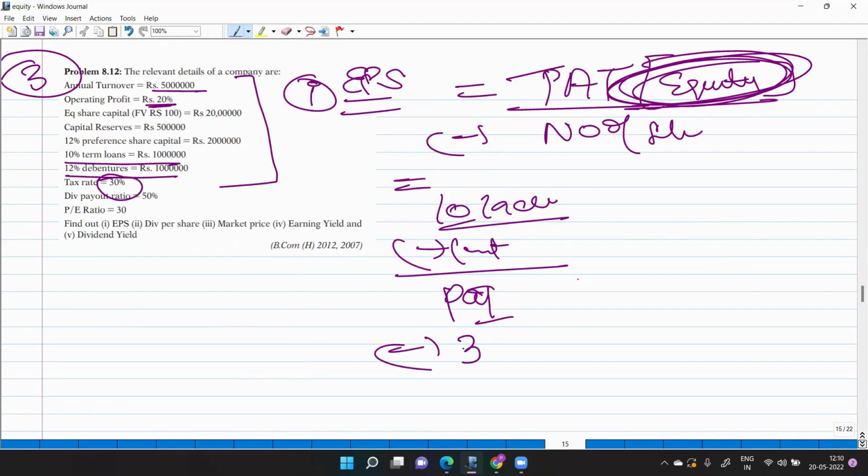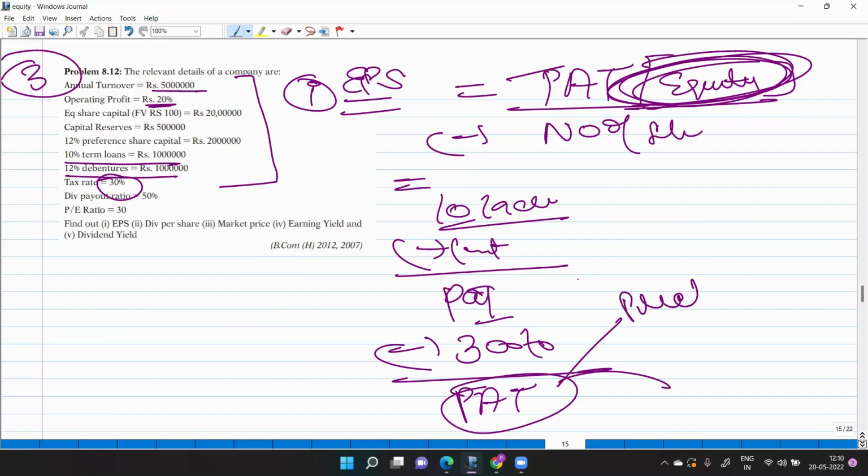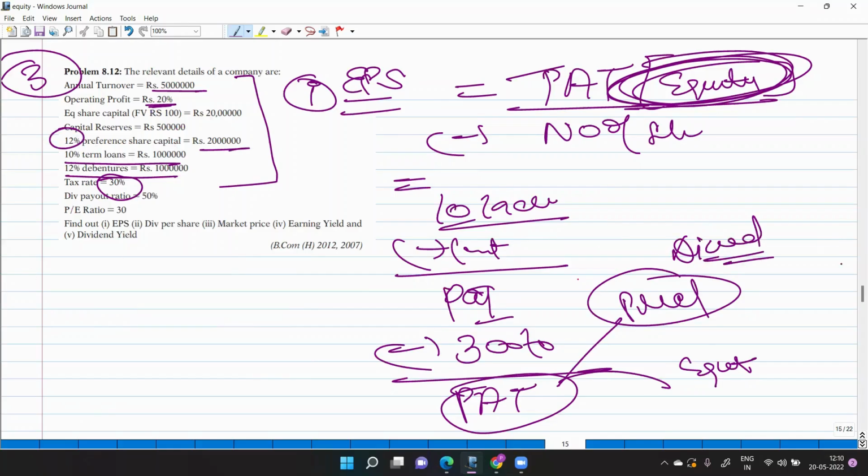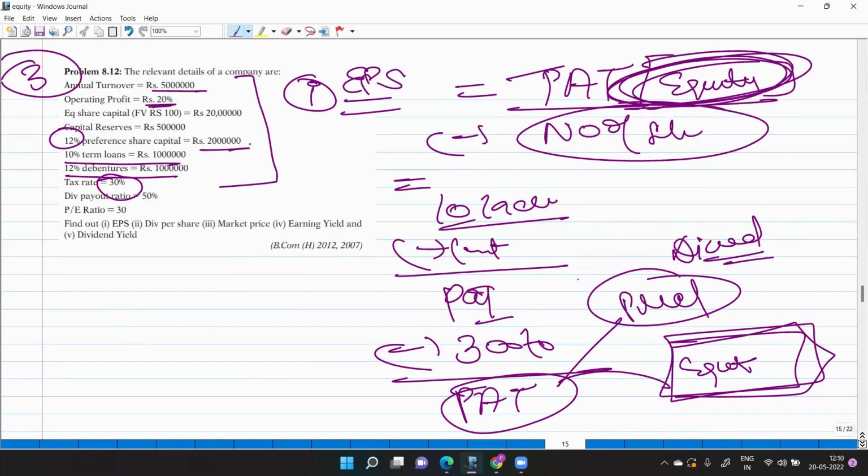After that, I will deduct the 30% of tax rate. Okay, I will get profit after tax, but this is available to both preference shareholders and equity shareholders. I will remove the preference shareholders' part, how much? 12% dividend, okay? And then finally I will get the equity shareholders' part. We will put that value here and then we will divide it by number of shareholders.